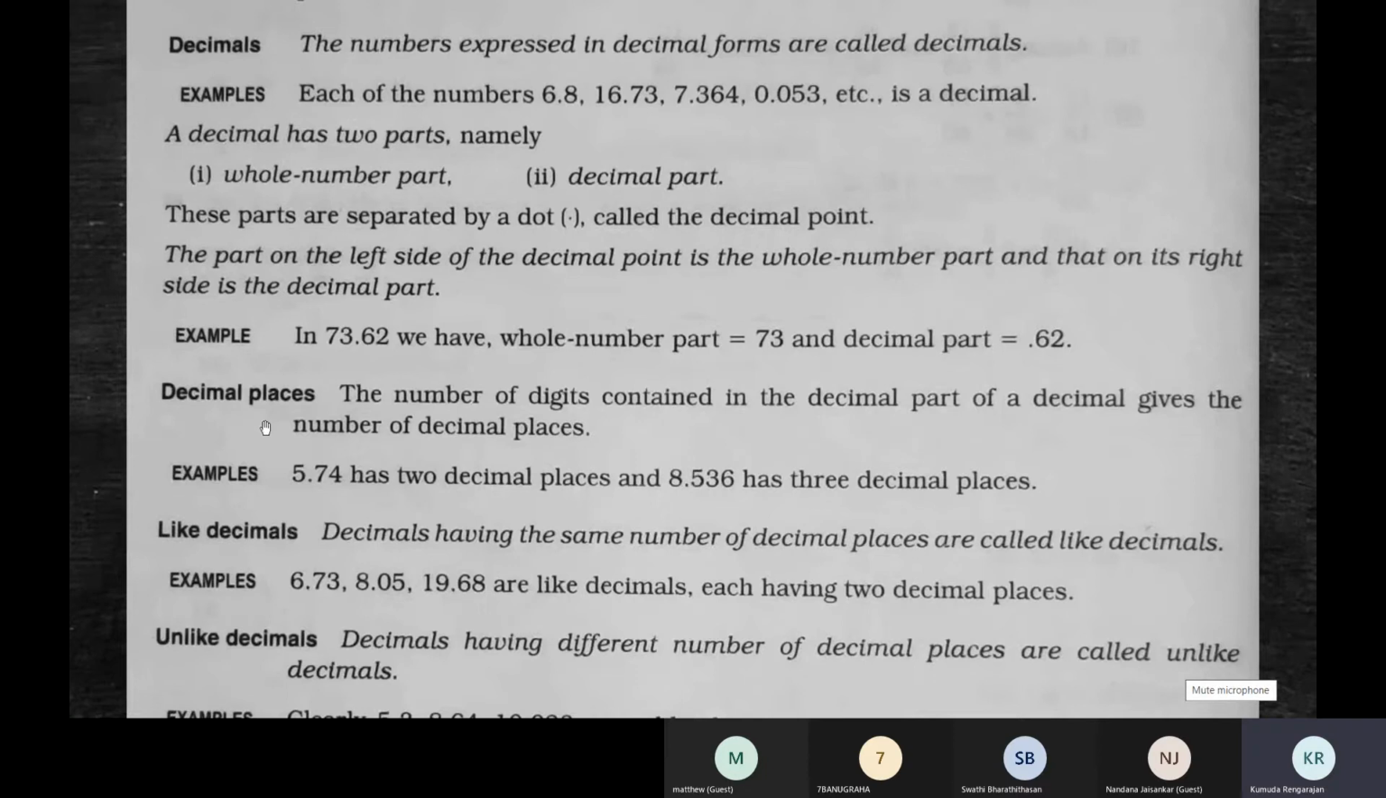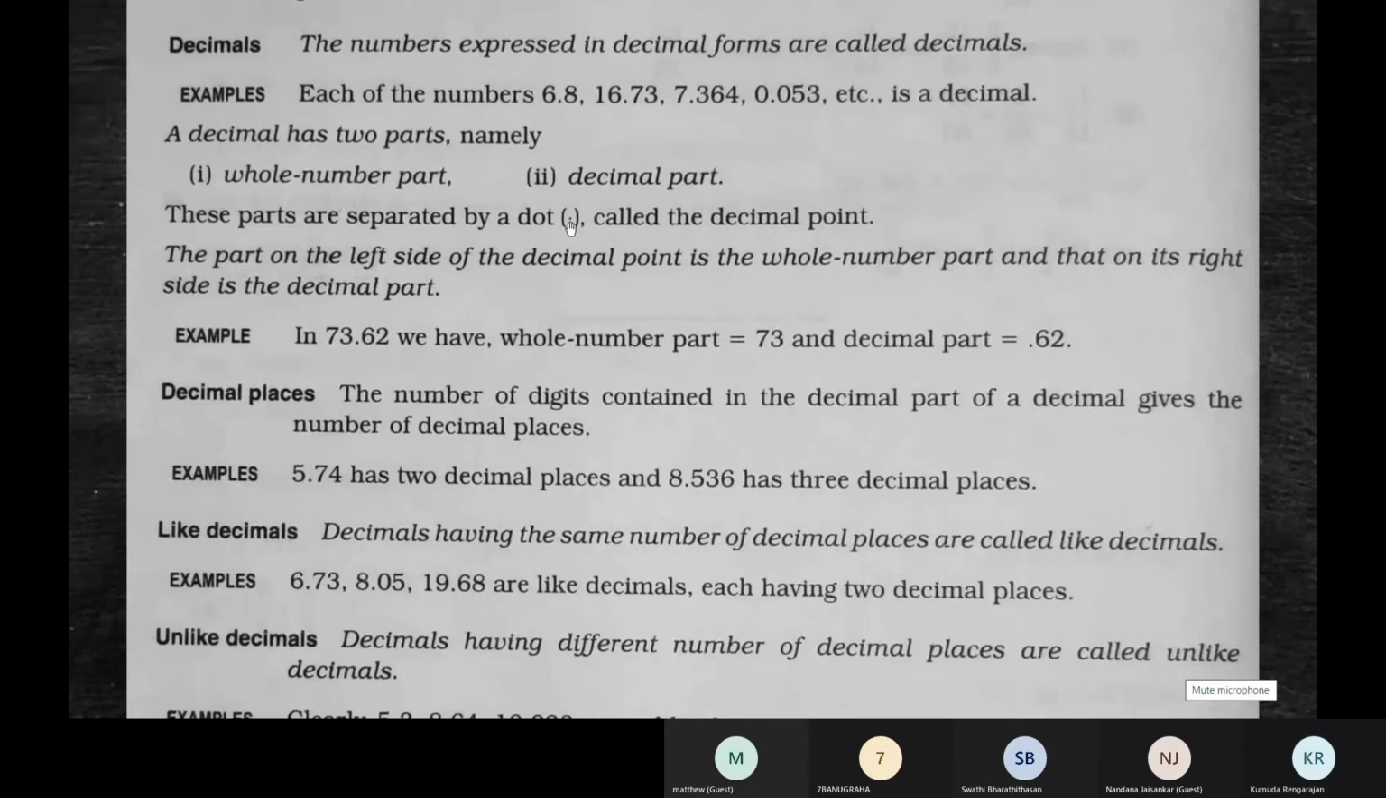Now let's understand what is meant by the term decimal places. So now you know what decimals are. These numbers are called decimals because they are expressed in decimal form. And what is a decimal form? A decimal form has two parts, the whole number part and the decimal part, and these two parts are separated by the decimal point.